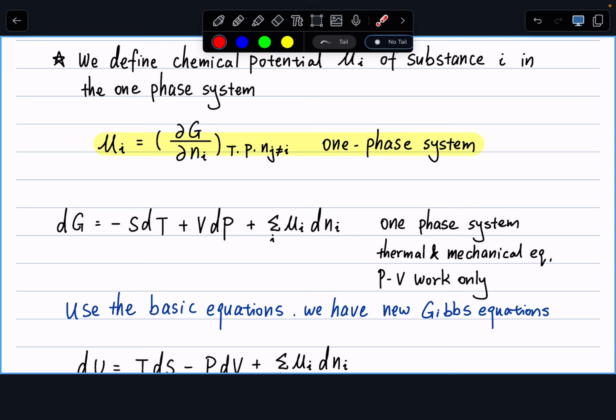And I just want to put the definition of my chemical potential on here. My chemical potential of substance i is defined as the partial differential of my Gibbs free energy over dNi at constant T and P, and Nj not equal to i, for one phase. So this is the first part of today's lecture.